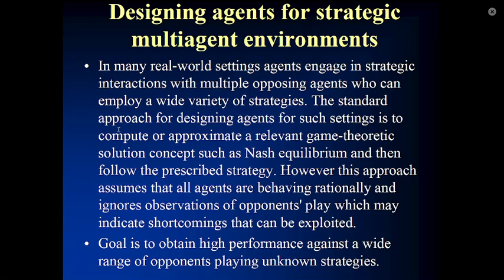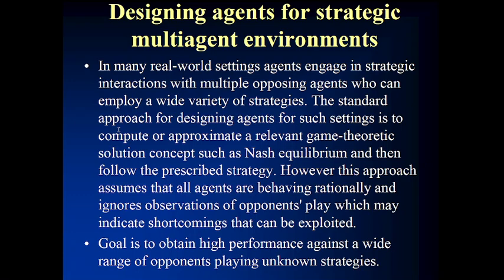In many real-world settings, we have agents behaving strategically and interacting with multiple opposing agents. The goal here is to try to design an agent that can perform well against a wide variety of strategies that the opponents may be following. A common approach is to try to approximate or exactly compute a solution concept from game theory such as Nash equilibrium. This approach is done well, for example, in computer poker competitions, where recently computers have defeated strong human players.